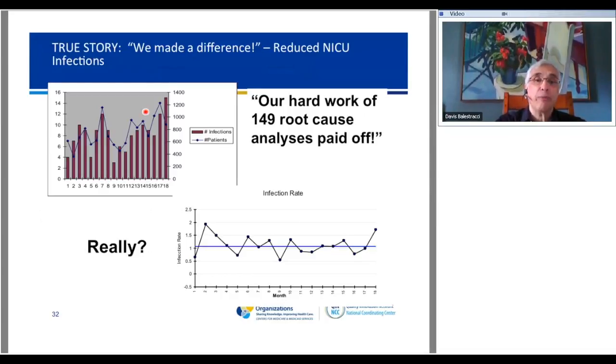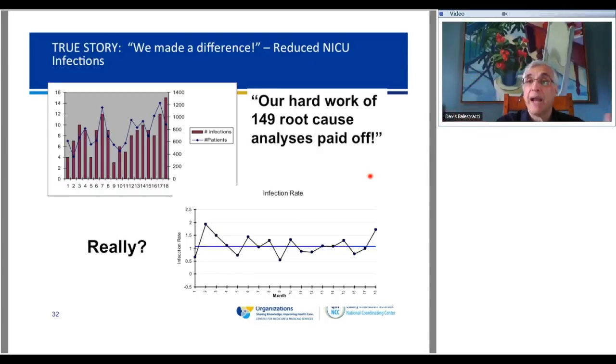This was a poster at a conference I was at that talked about reducing NICU infections. These people had done 149 root cause analyses. And of course that had to make a difference. It was just a matter of, oh, we have to display the data. Well, let's do it this way. You've all seen these graphs where the bars are the number of infections on the left scale, the number of patients is on the right scale, and they represent that with a line. And they figure, there, no one's going to question it. Look, all this hard work we did.